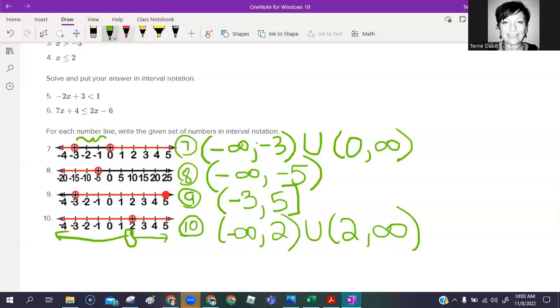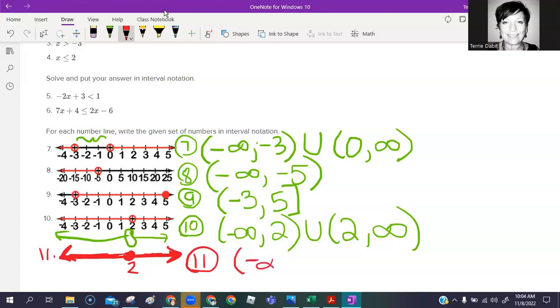I'm going to give y'all another one that piggybacks off of that. Let's say I had the exact same graph, but at 2, it was a closed circle. But it definitely shaded to the left, and then the other part shaded to the right. In this case, my answer is the entire number line. If everything in the number line works, then we'll put negative infinity to infinity.